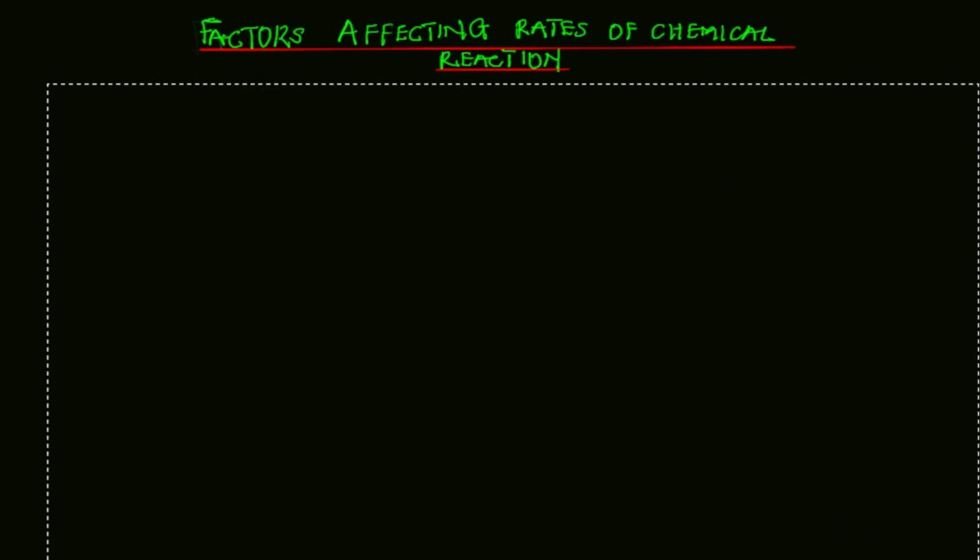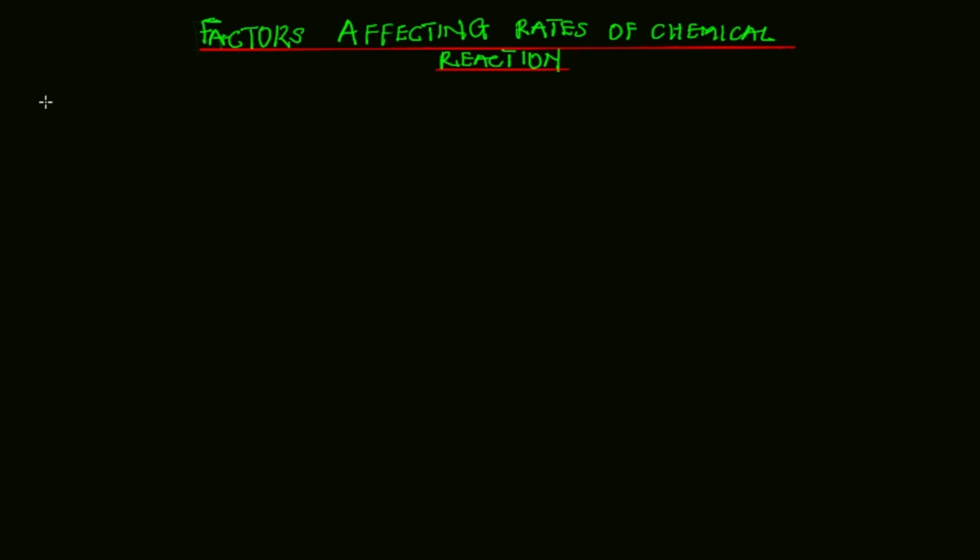Now, the first one is concentration of reactants. What I want you to know is that concentration of reactants affects the rate of chemical reaction, and it affects it in a more positive way if there is an increase in the concentration of reactants. Almost all reactions occur at faster rates if the concentration of the reactants is increased.